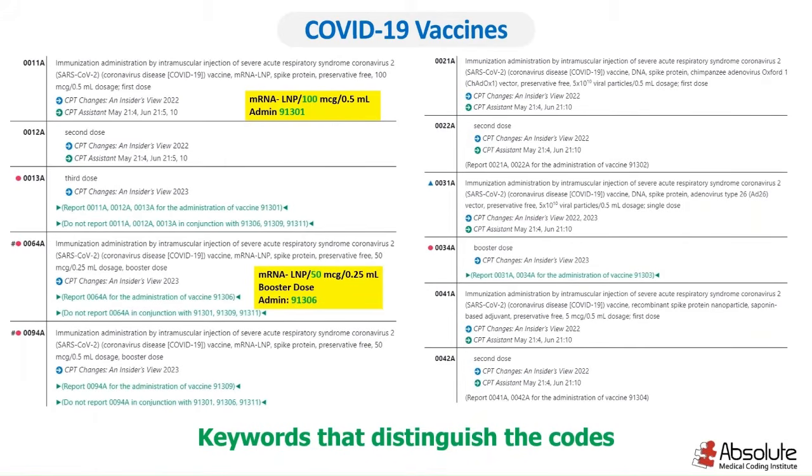Next, we have family 0064A, which is for administration of mRNA LNP 50 mcg per 0.25 ml booster dose, and the administration code which has to be used is 91306. Next, we have 0094A, that is for mRNA LNP 50 mcg per 0.5 ml booster dose. The administration code is 91309.